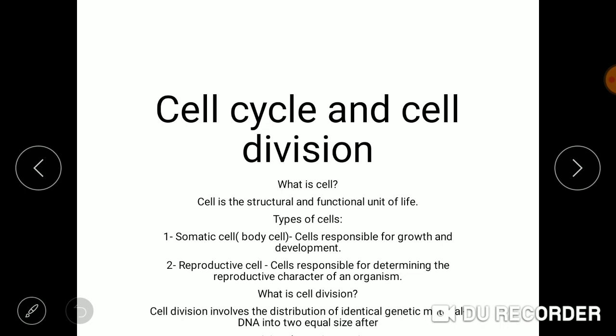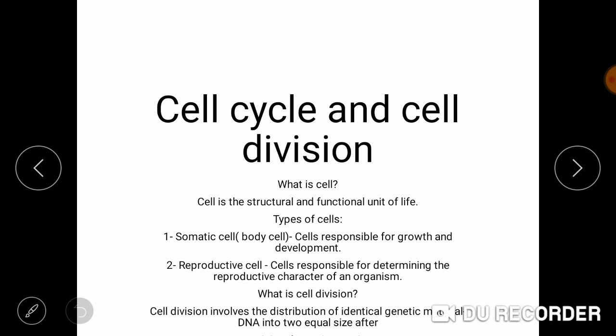The reason behind that is the group of cells combine to form a tissue, the group of tissues combine to form an organ, and the group of organs combine to form an organ system. And this organ system is responsible for giving structure to the living organism, and the functions performed by this organ system are responsible for the functioning of the living organism. Hence we can say that the cell is the structural and functional unit of life.